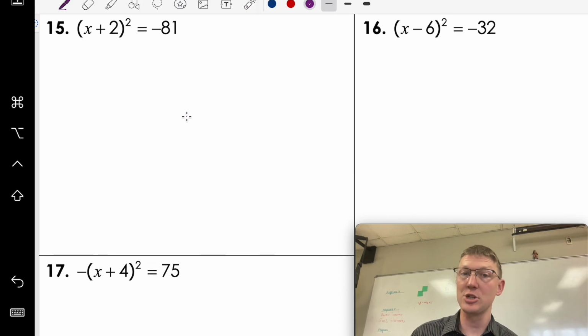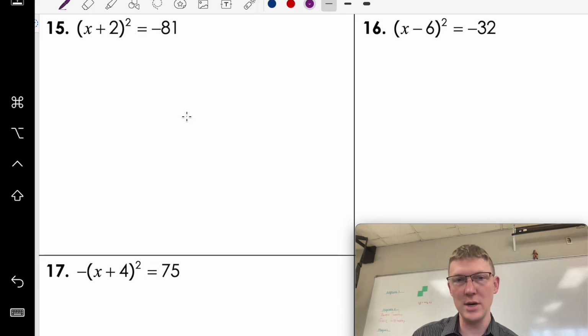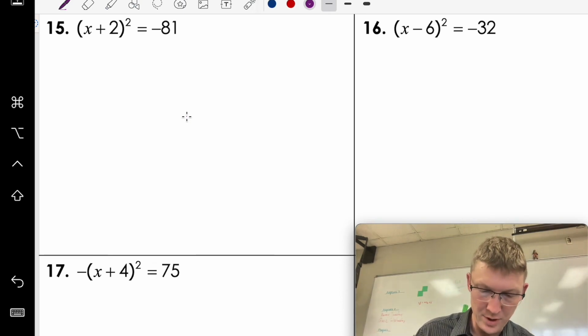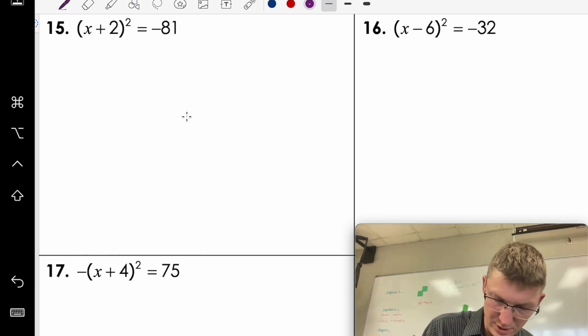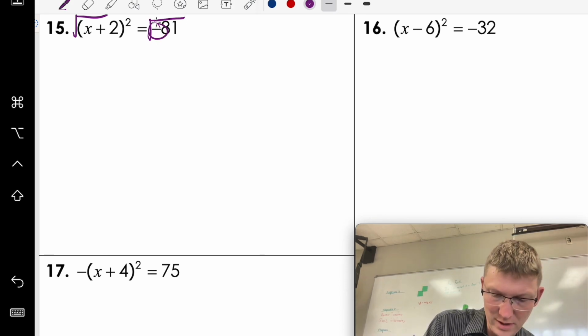Okay, we learned all this about complex numbers, imaginary numbers, and all that kind of stuff. Well, let's actually solve some equations with it, right? So down here on 15, we're just going to solve quadratic equations with complex solutions. So here we go. We've got an x plus 2 squared. So we are going to square root both sides. There's a negative sign, but it's okay. We know how to deal with that.